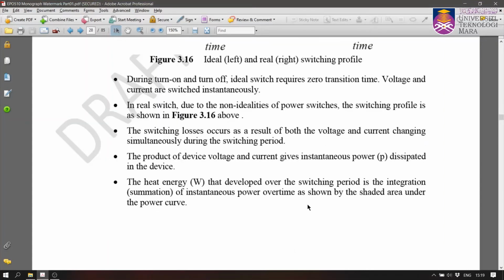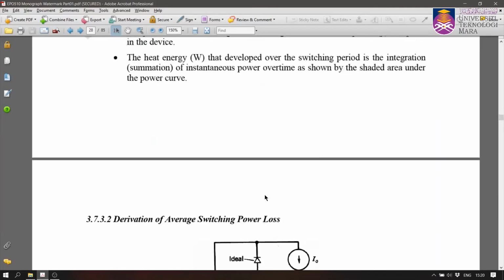The switching losses occur as a result of both voltage and current changing simultaneously during the switching period. The product of device voltage and current gives the instantaneous power P dissipated in the device. The heat energy W that develops over the switching period is the integration of instantaneous power over time, as shown by the shaded area under the power curve.